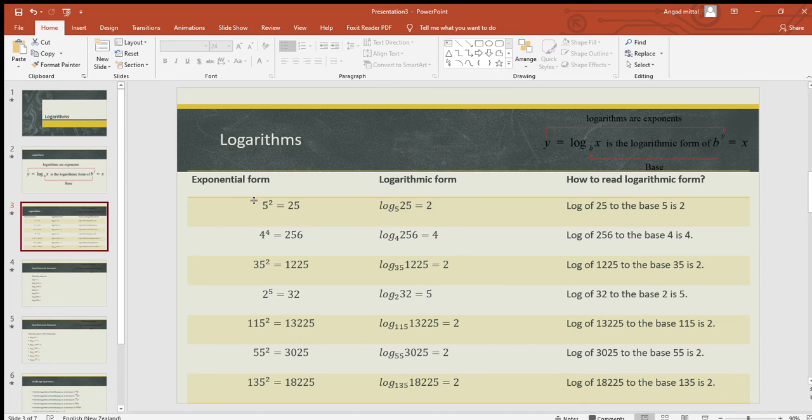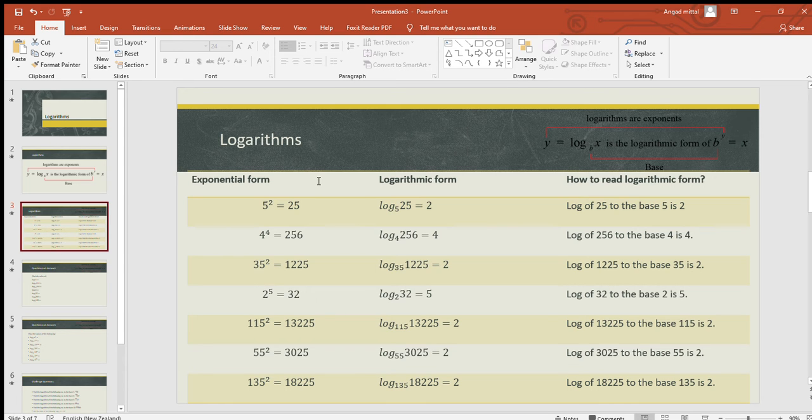Here is a table showing some exponential forms converted into logarithmic forms, and then how to read the logarithmic form. You can practice your conversion of exponential form into logarithmic form. This will be very helpful in the future to know how to read the logarithm and how to convert it, because in most logarithm questions, you need to convert the logarithm into an exponential form. So that's why you need to learn how to convert it.